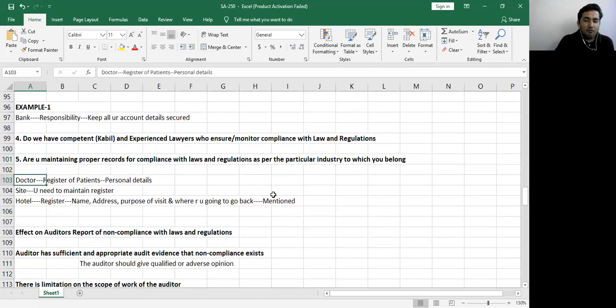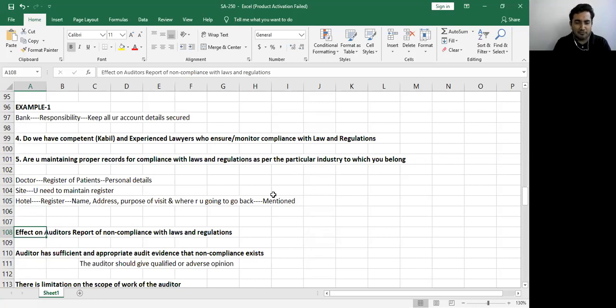That brings you to the end of management's responsibility in terms of compliance with law and regulation. Then we did what is the effect on the auditor's report of non-compliance with law and regulation. The auditor has to obtain sufficient and appropriate audit evidence.